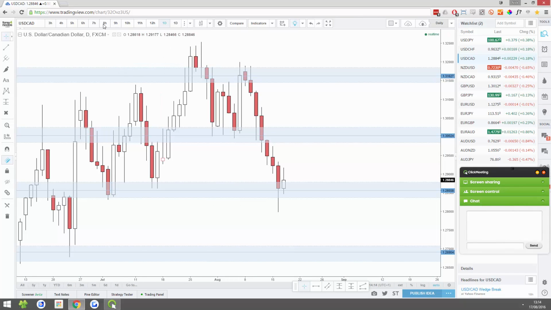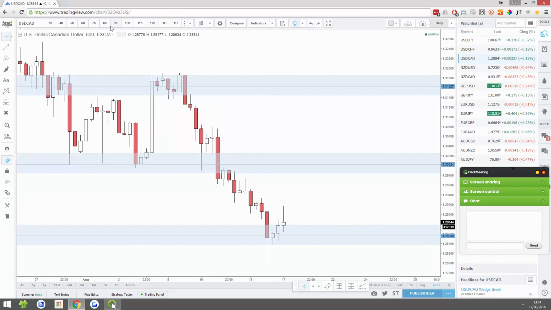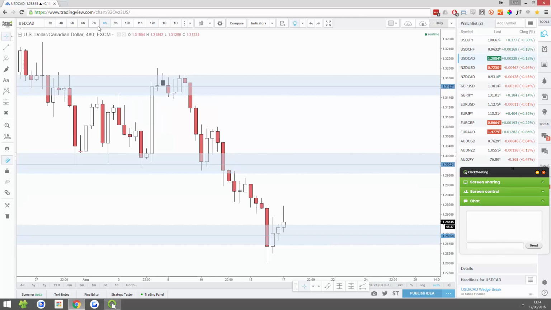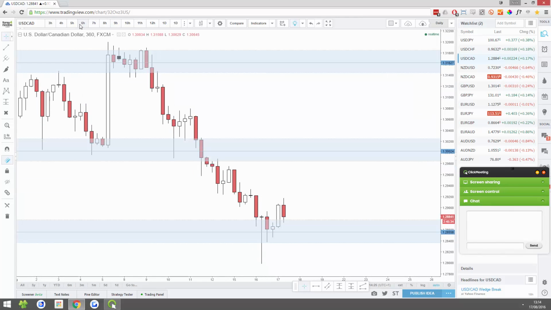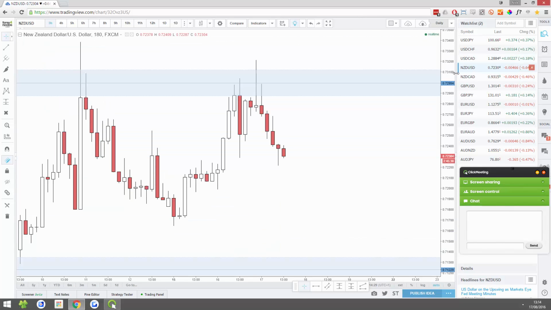All right, USD CAD, similar pattern here. It spiked down, but I don't think we're going to get any setup here because, yeah, nothing there.